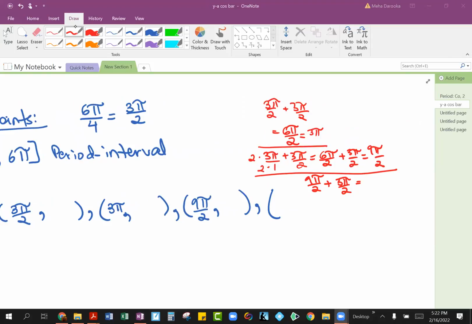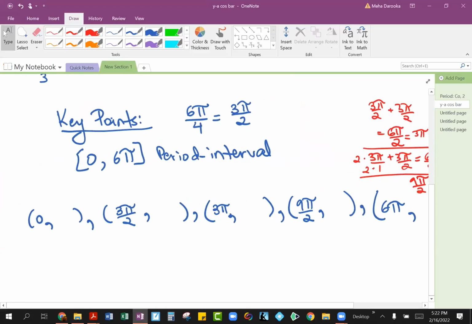Six pi. Yeah, and this is how you know your calculations are correct, because you should always end up where your period value comes out to be. So you should definitely come back to 6 pi over here. And if you don't, that means our intermediate calculations were incorrect. So you should always have the beginning of your period, which we had 0, and then the ending of our period, which is of course at 6 pi.